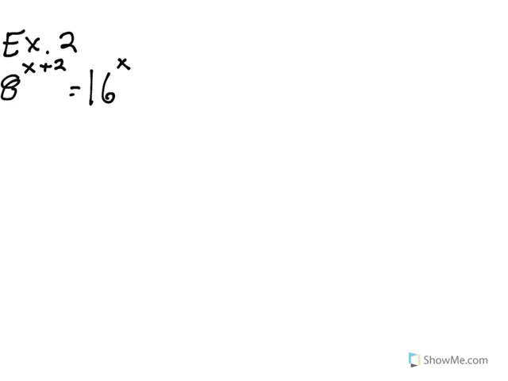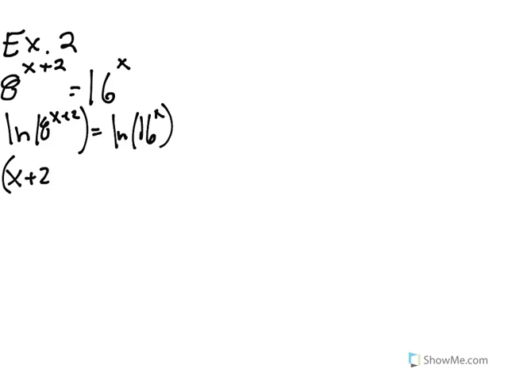Alright, this is the next example, and since these bases are not equal to each other, we can't set the exponents equal to each other. So we'll have to just use our logs. So I'm going to do the natural log of 8 to the x plus 2 is equal to the natural log of 16 to the x. We can bring our exponents down, so we'll have (x plus 2) times the natural log of 8 is equal to x times the natural log of 16.